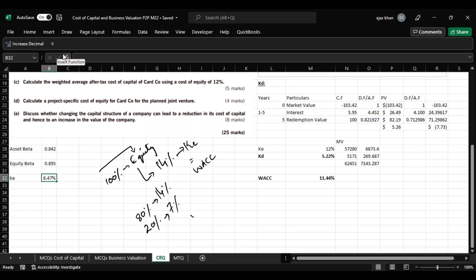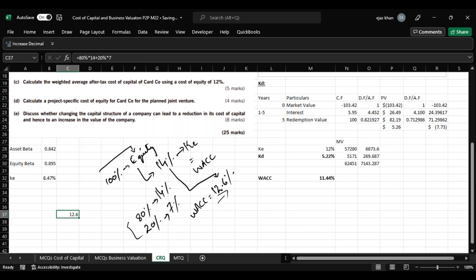Now the weighted average cost of capital in this case will be the weighted average of these two. So let us calculate: 80% into 14% plus 20% into 7. So it will be 12.6%. The new WACC will be 12.6%. Now it has reduced from 14% to 12.6%. So with this new capital structure, the WACC has decreased. And the reason is the introduction of a cheaper source of finance.